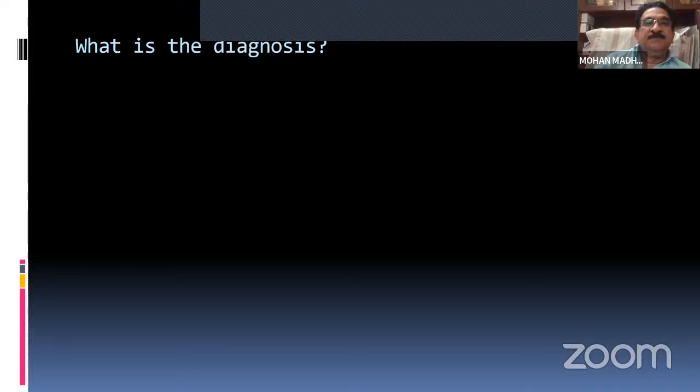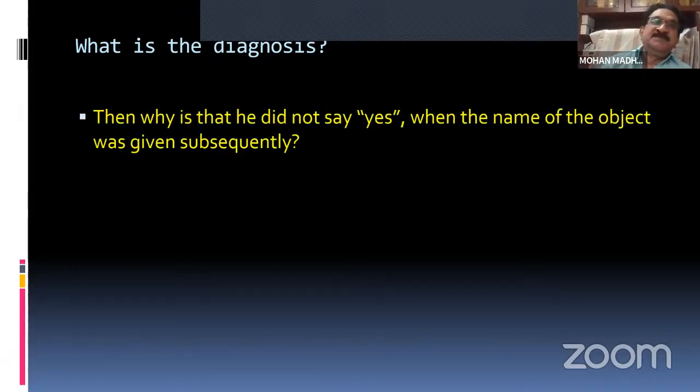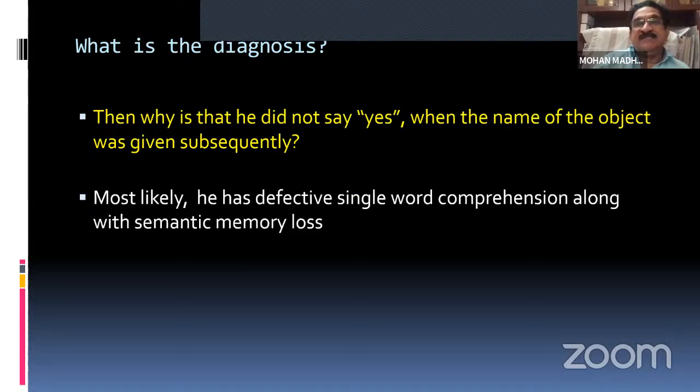So what is the diagnosis now? Coming back to the same old question Joy was asking: why does the patient not say yes when the name of the object is given? I'll tell you why. Initially he could name through the other, direct pathway, without going to the semantic conceptual field. Now, why did he not say yes when I showed him the object and asked, is it a pen? He did not, because he is not able to comprehend what is said.